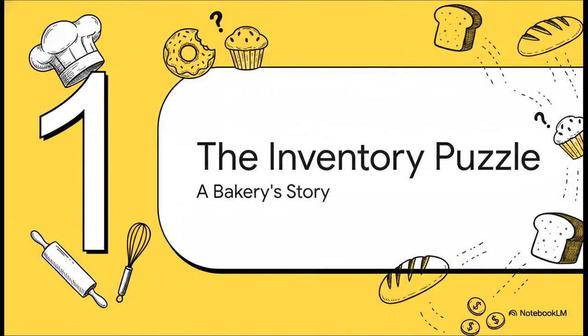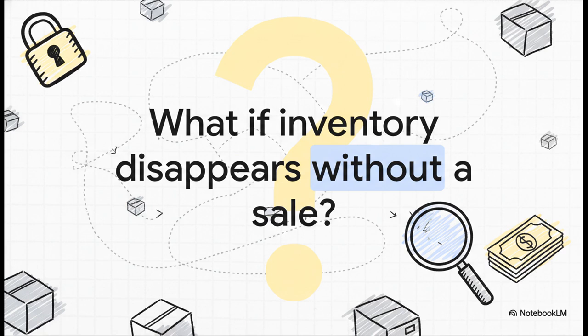So, to get our heads around this, let's follow the story of a small business. We'll call it the Explainer Bakery. And like pretty much any shop out there, it's got this problem. Inventory vanishes from the shelves. And it's not because someone bought it. And this right here is the million-dollar question.